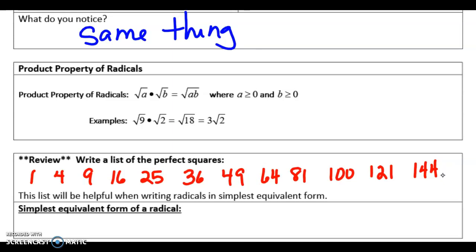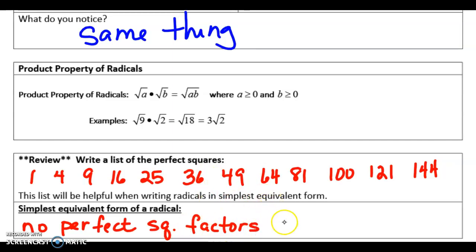So when it's in simplest equivalent form, it means there are no factors that are perfect squares under the radical. And a factor means it divides in. And it's called the radicand, but that just means under the radical. That's the same thing as square root, same thing as root. So if you hear me say any of those things, same meaning, different expressions.